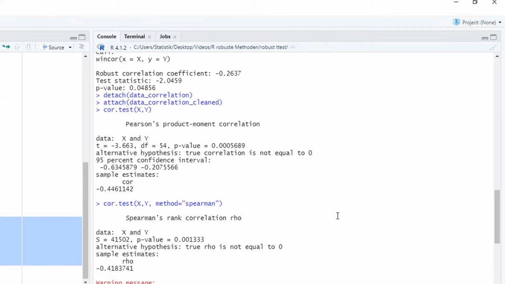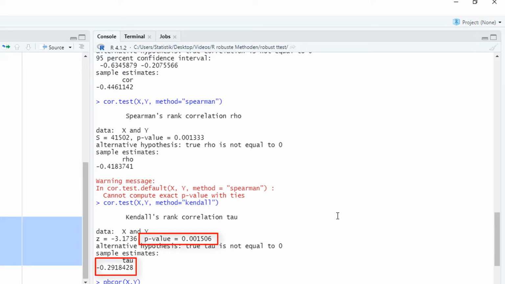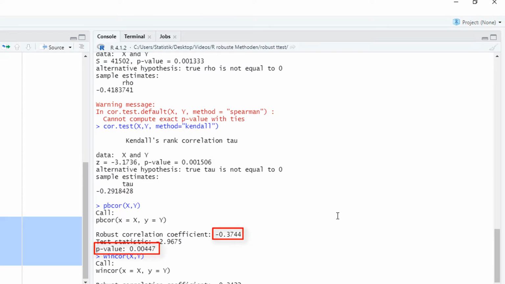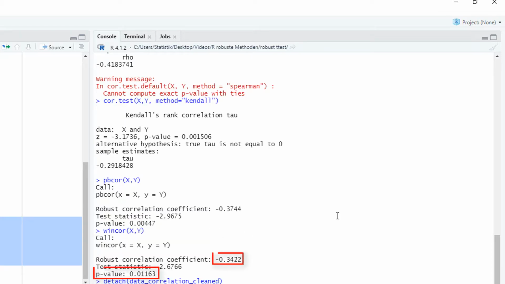So this was Pearson's correlation with a clean data set, significant and giving a correlation coefficient of minus 0.44. Spearman's rho is significant with a rho of minus 0.41. Kendall's tau is significant with Kendall's tau minus 0.29. The percentage bend correlation is significant with a correlation coefficient of minus 0.37. And the Winsorized correlation is significant with a correlation of minus 0.34.